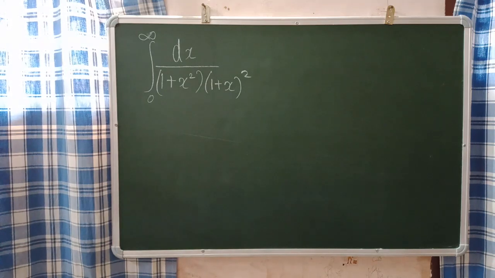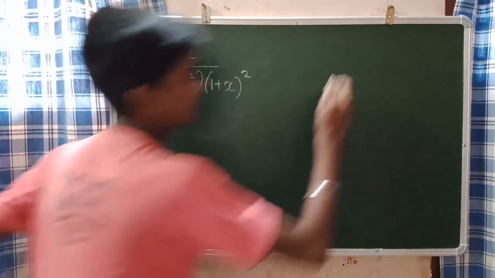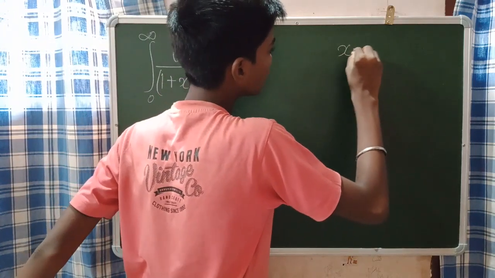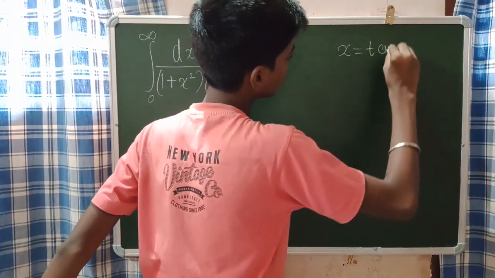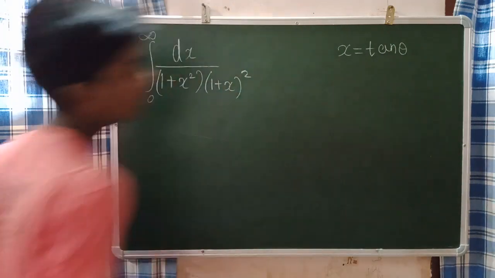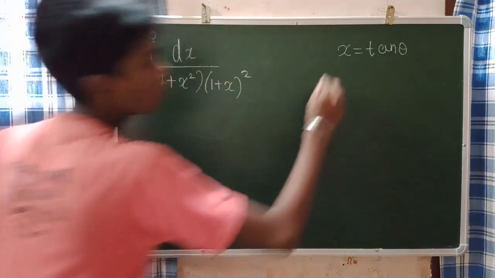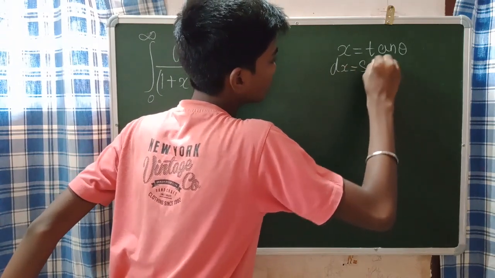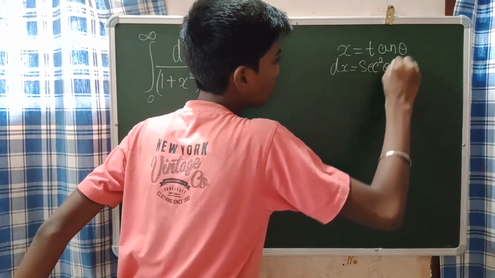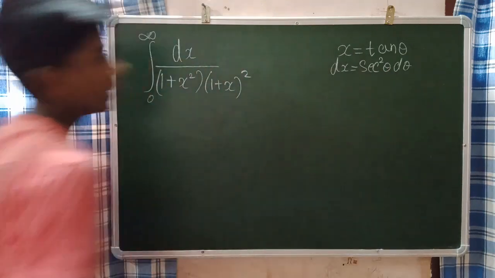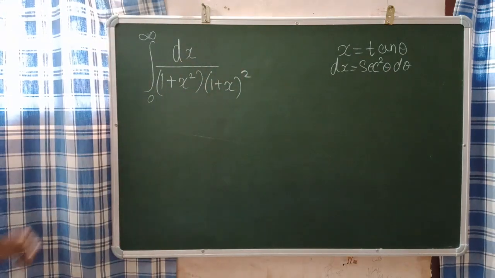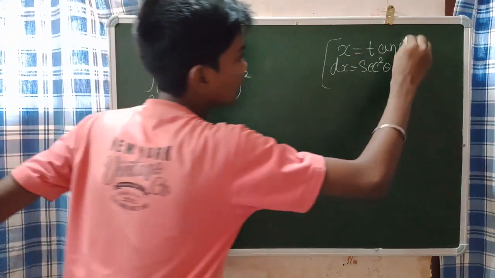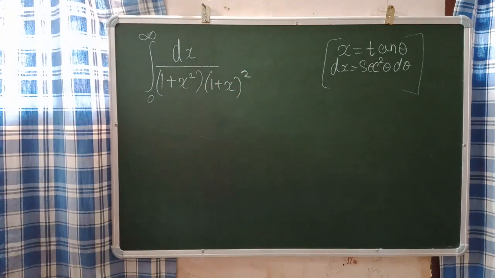Using the substitution method, I will take x as tan theta. Most probably you should take x as tan theta. That's the substitution that I am doing now. When you take x as tan theta, then dx will be nothing but secant square theta d theta. This will be your value of x and dx.